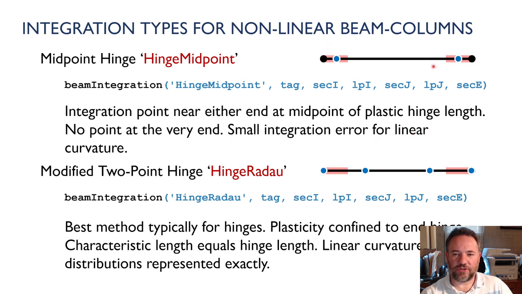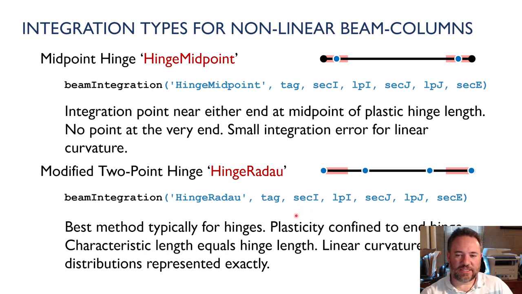So if I have a linear curvature distribution, this has a small error. Then they have a modified two-point hinge called hinge redow. And this one is actually better. There's a nice paper on this and how it works and why it does a better job of representing curvature distributions well.